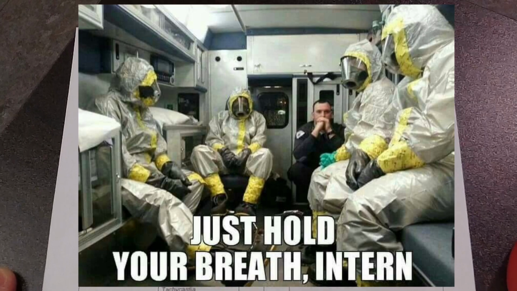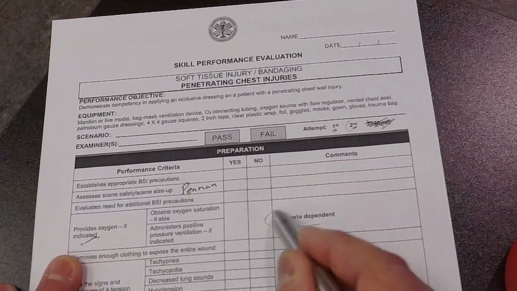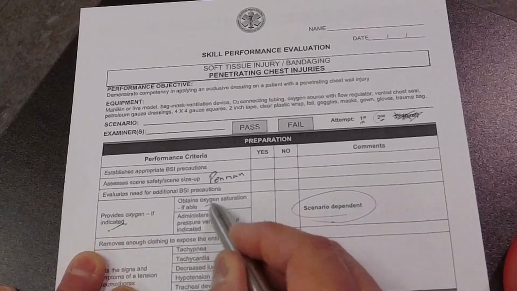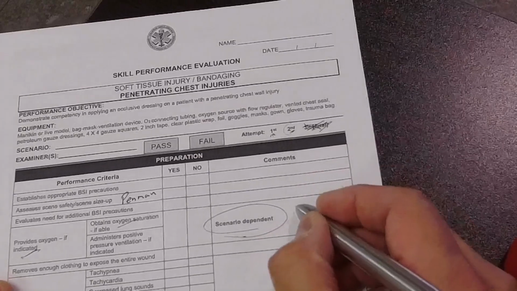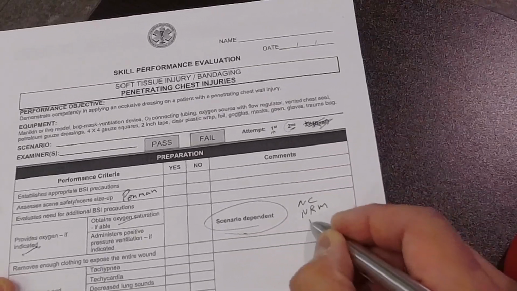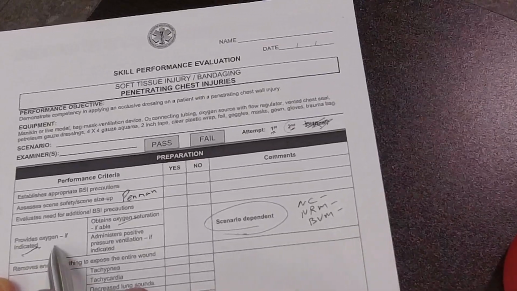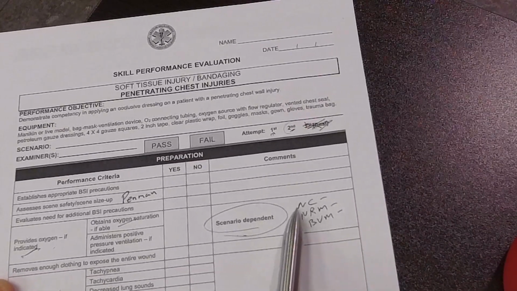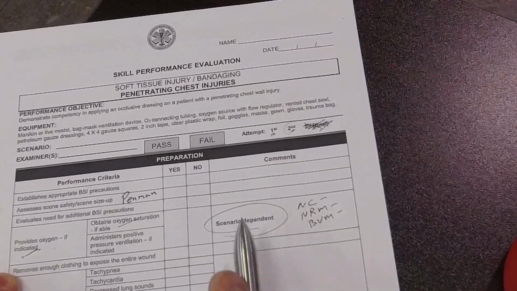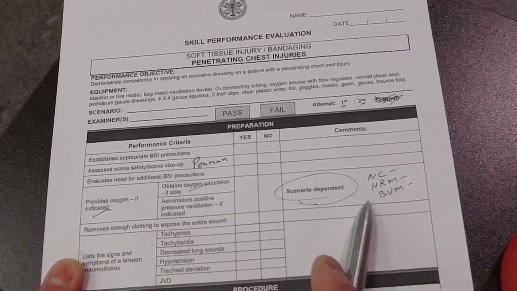That's your PPE. It also says provide oxygen if indicated, because this is going to be scenario dependent. So based on the scenario that you're given, you may apply oxygen. Of course, you have nasal cannula, non-rebreather mask, and BVM, bag valve mask. If you're going to apply the oxygen, you have to know the flow rate, also the reason why you're choosing that, and the percentage of oxygen delivery as well. Administers positive pressure ventilation, that's your BVM.